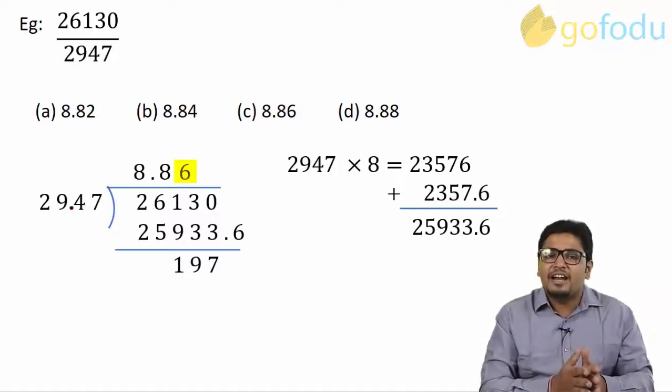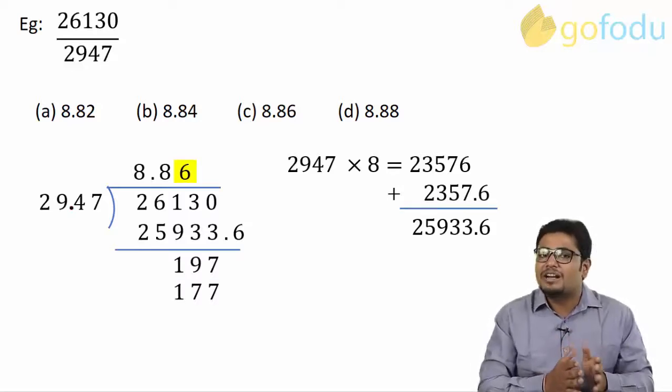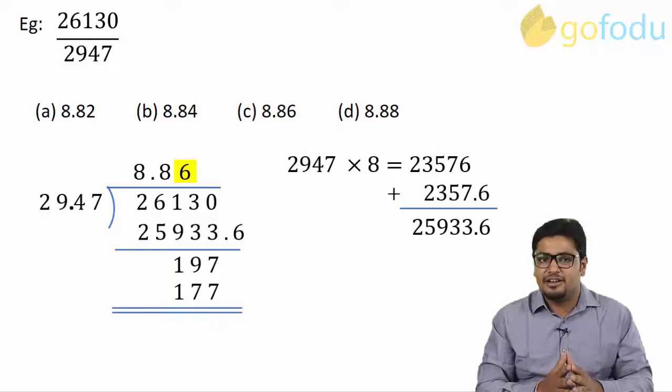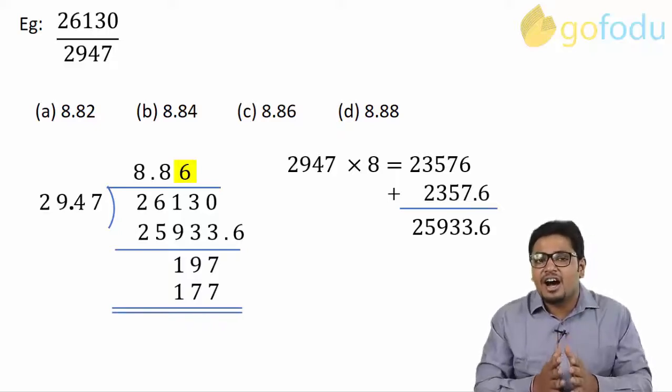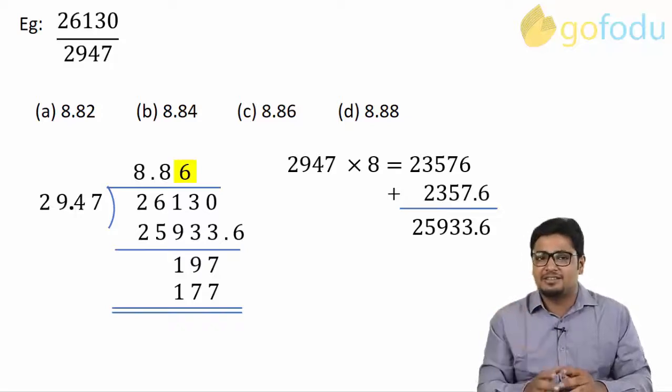Now 29.47 into 6 is 177. And finally, we get the answer to the question, which is equal to 8.86.